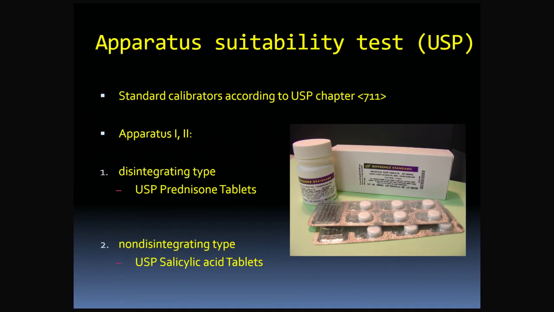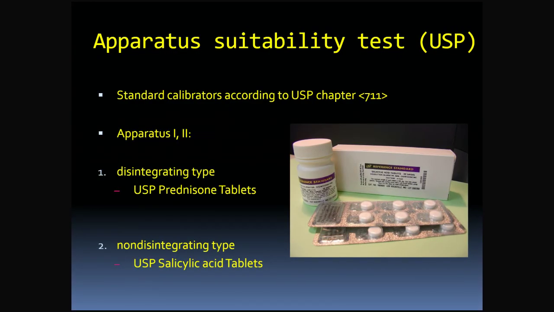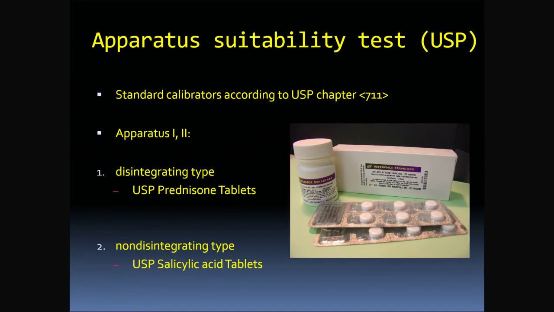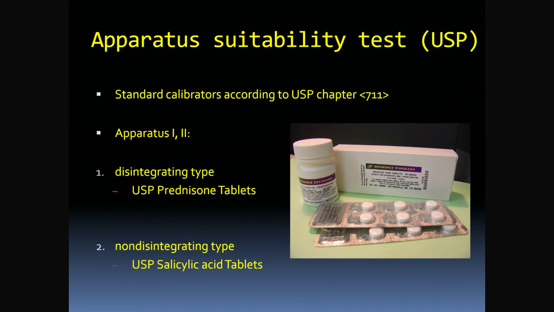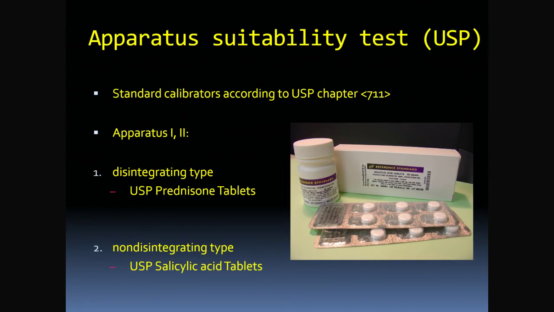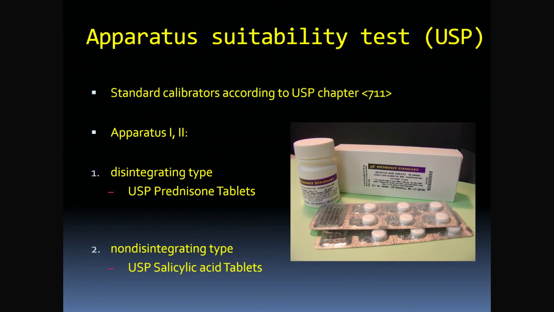For this performance verification, we utilize USP Prednisone tablets as a disintegrating type calibrator, which serves as a highly sensitive indicator of dissolved gases in the medium and irregularities in the agitation speed. Simultaneously, we employ USP salicylic acid tablets as a non-disintegrating type. These function through a consistent surface erosion process, allowing us to detect even minor deviations in the fluid flow patterns or the alignment of the paddle and basket.